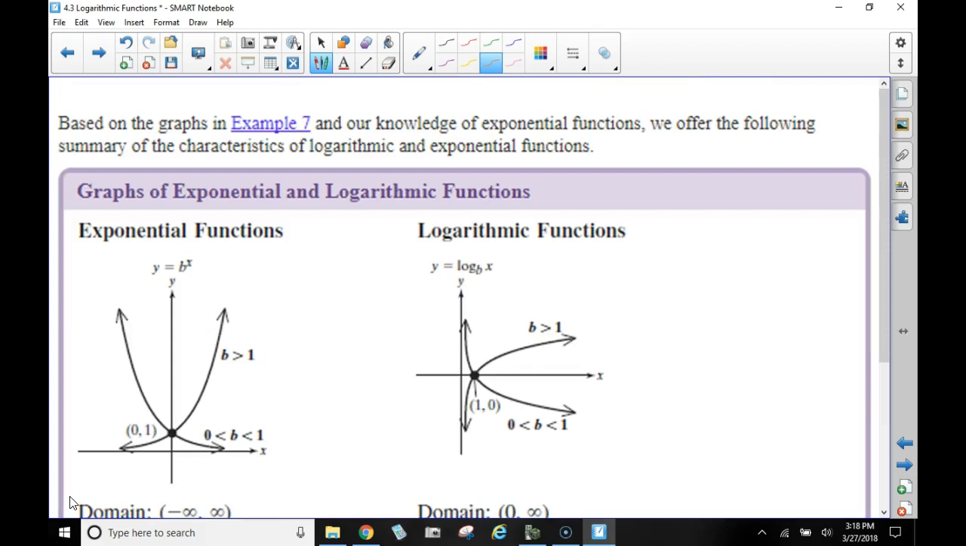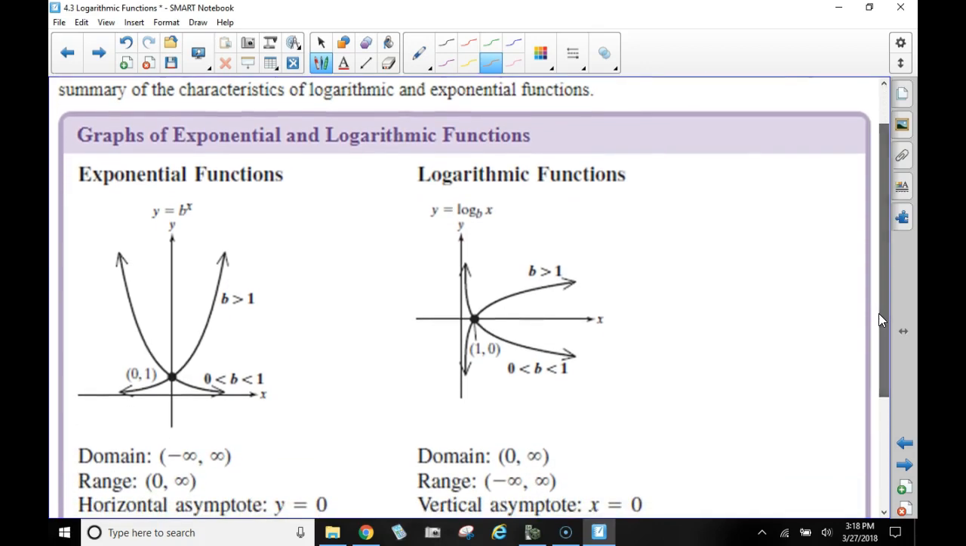All right, so then, is it on the next page? No, it's just down below. Down below on your notes, it says, based on the graphs in example 7 and our knowledge of exponential functions, we're going to offer the following summary of the characteristics of logarithmic and exponential functions. Check them out. Exponential functions are of the form y equals b to the x. If the base is greater than 1, you've got the increasing exponential function, okay? If the base is in between 0 and 1, you've got the decreasing exponential function.